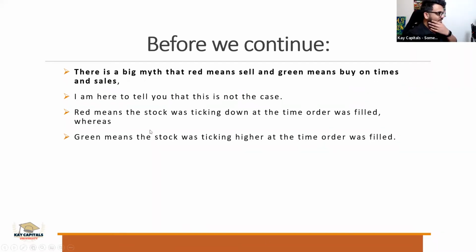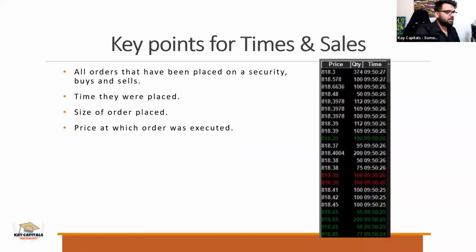All right. So red simply means the stock was ticking down at the price the order was filled, and green simply means the stock was ticking higher at the time the order was filled. All right. So now key points for time and sales. You guys can still hear me, right? So key points for time and sales.